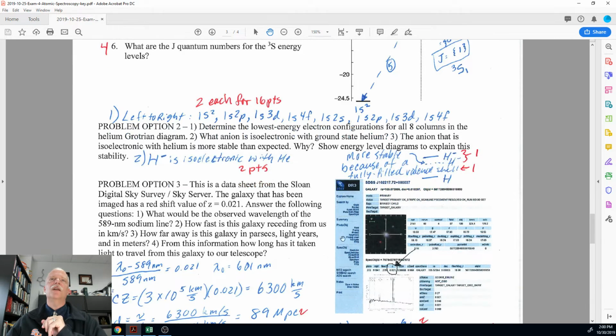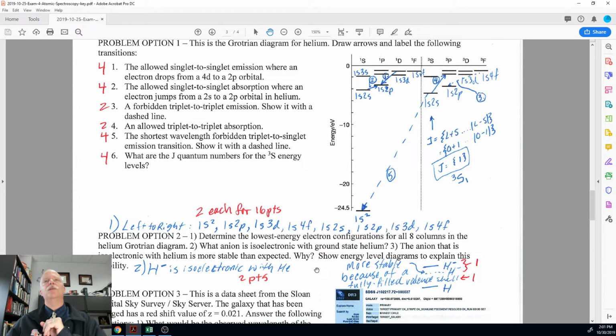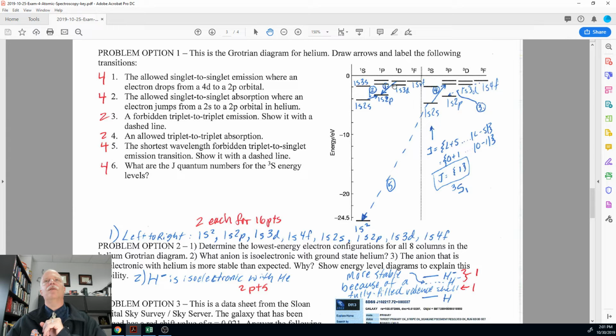So if you didn't like the expansion of the universe stuff, you could do the Grotrian diagram and the electron configurations. But either way, no matter which ones you chose, you had a healthy dose of electron configurations and some knowledge of the Grotrian diagram.